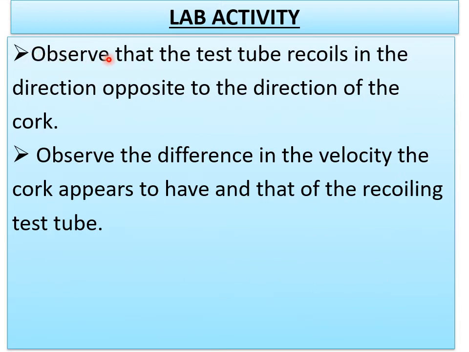You have to observe that the test tube recoils in the direction opposite to the direction of the cork. When the cork cap blows out, in which direction is the test tube moving? Recoil means moving backward. Not only that, observe the difference between the velocity of the cork and the velocity of the recoiling of the test tube.